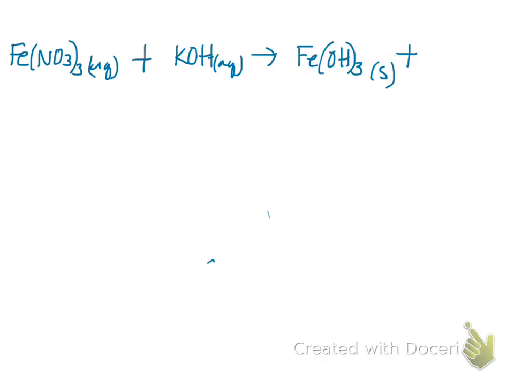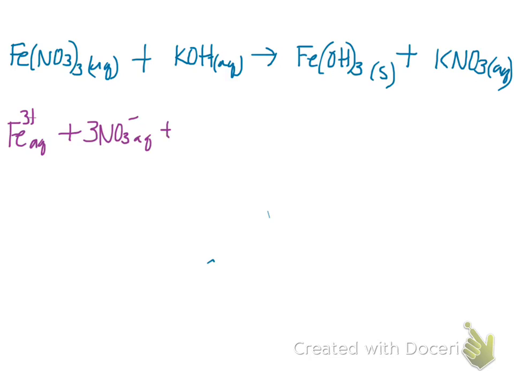And then we're going to make potassium nitrate. And there we have group 1 and nitrates, which are always soluble. So we're going to write AQ. So now on the next step, we're going to break everything apart that's aqueous. So we're going to say Fe 3 plus aqueous plus 3 nitrates aqueous. Oh, we need to balance. Sorry, my bad. There we go.